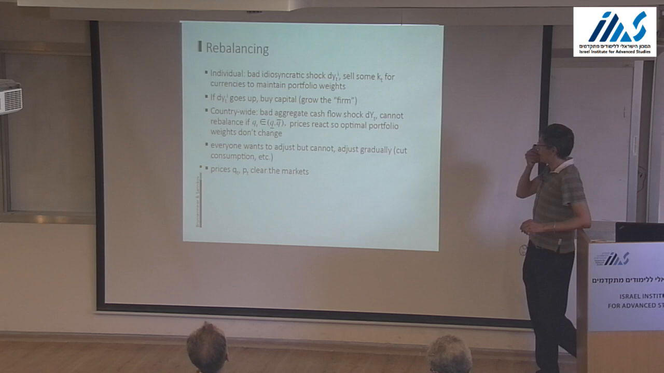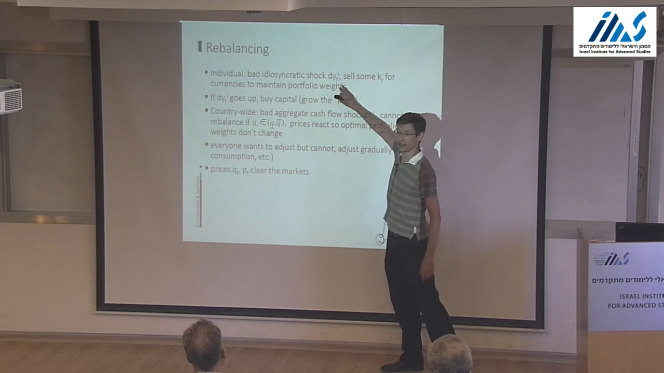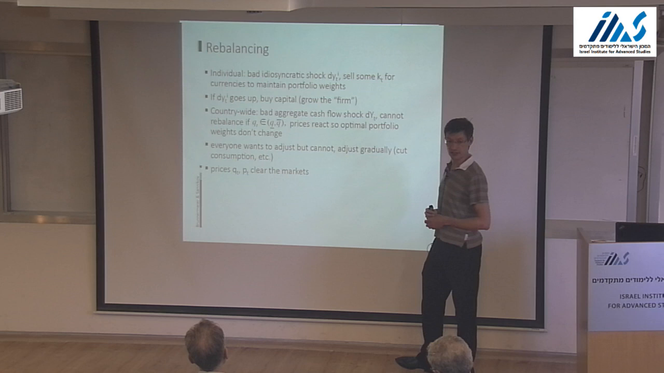So individuals rebalance. When they get a bad cash flow shock, they're going to sell some capital and buy some currency. And which currency to buy? Well, we don't know. It depends on equilibrium.